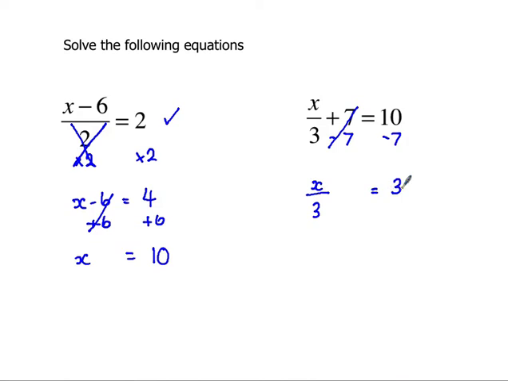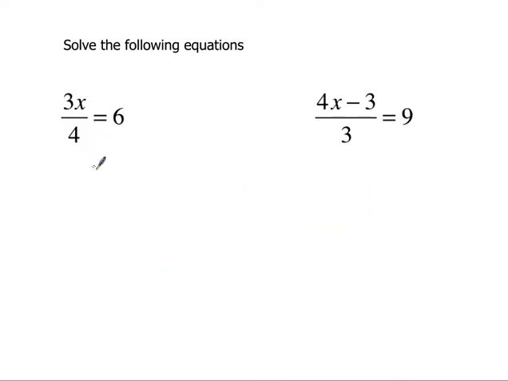So that's something divided by 3 is 3. Well, if we times both sides by 3, then that will help us find what it is. So I'll just have x on the top, and then 3 times by 3 is 9. Let's remember to check this one. 9 divided by 3, it gives me 3, plus 7 is 10.